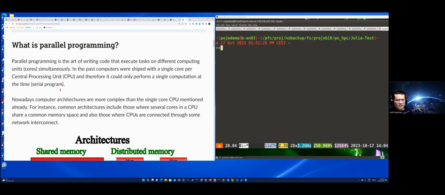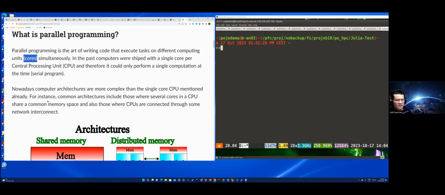So when we talk about a serial program, you will hear about serial programs in several lectures, it means that your program is using a single core. And if your program can use several cores at the same time to perform some specific calculation, then we can say that your program is running in parallel.